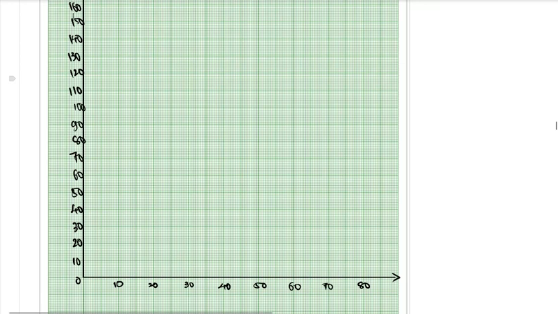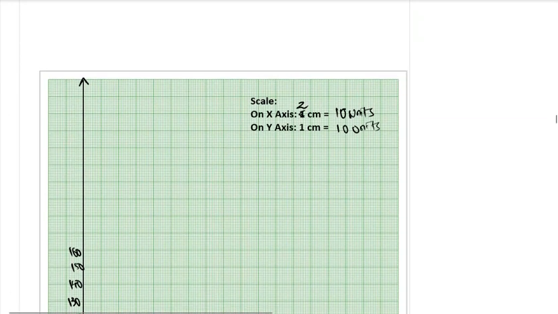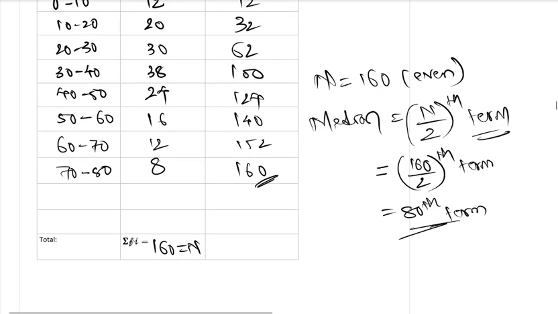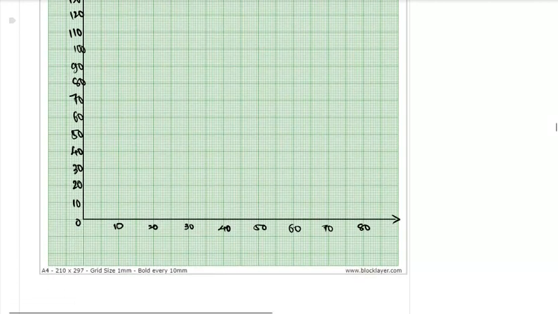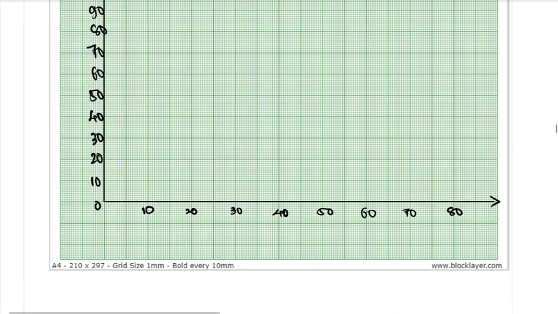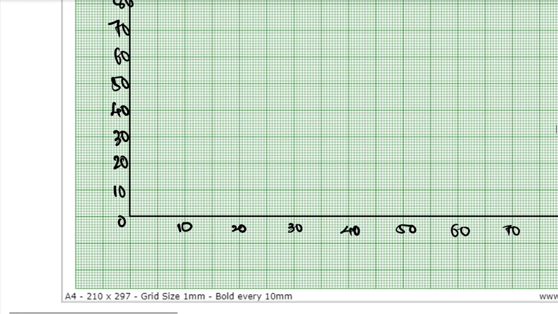This is your layout. This is your scale. This is your graph. Let's start plotting and then draw the ogive, right? 10, 12. Okay, I will just zoom in so that we can all see what is happening very clearly. Should I zoom in more? 10, 12. So here is 10 on your x-axis. Where is 12? 12 is just 2 lines above your 10. So it's going to be over here.